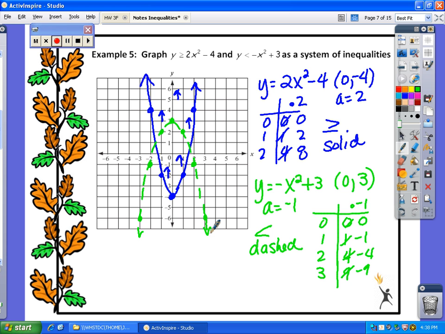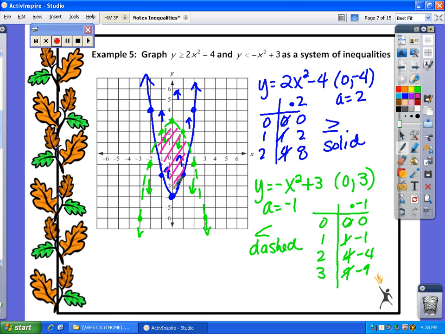Okay, so now this is less than. So that would be shaded down. What you're looking for is the region that has both sets of arrows in it. So see here in the middle, I've got my up arrows and my down arrows meeting here in between. So that is the solution to this graph.